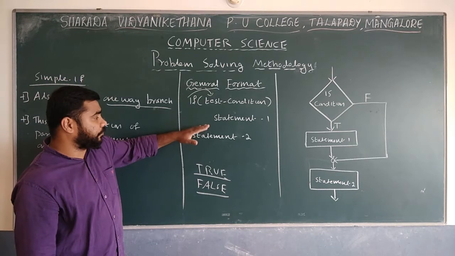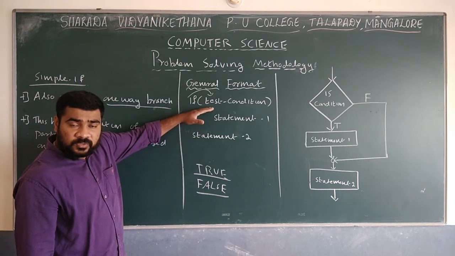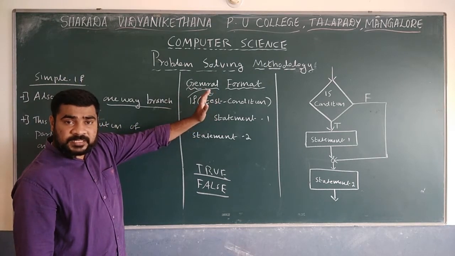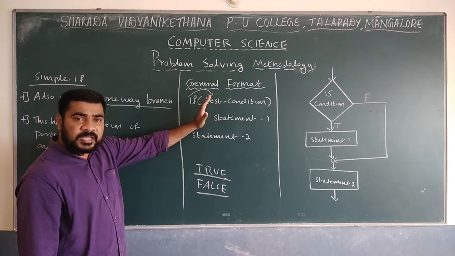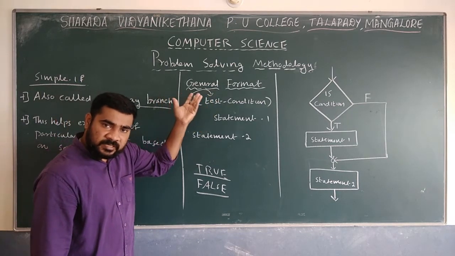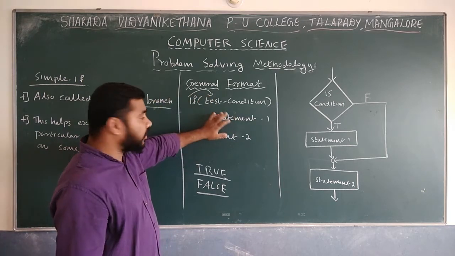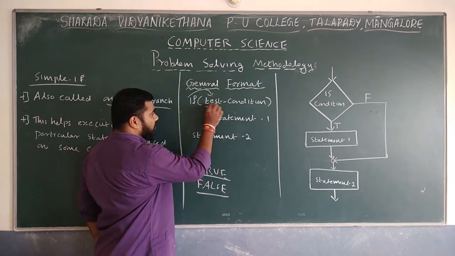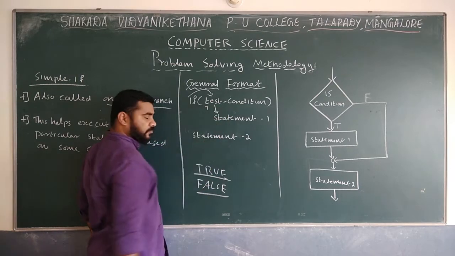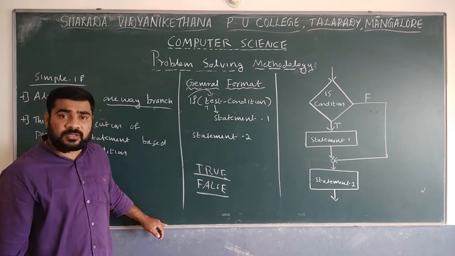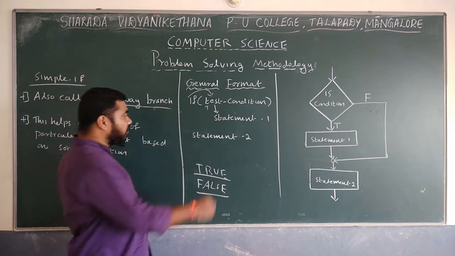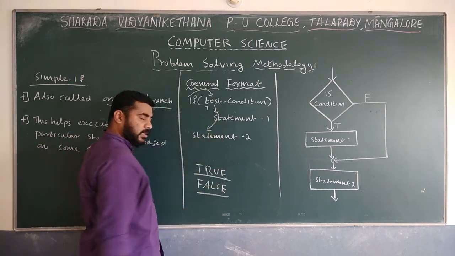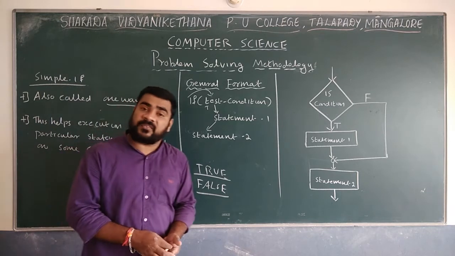If you get true, whenever the condition is true, for example A greater than B, where A is 10 and B is 5, we are checking whether A is greater than B. At that time, whenever the condition is true, the control is going to execute statement 1. After executing statement 1, we will go for statement 2. So that is actually the simple if statement.